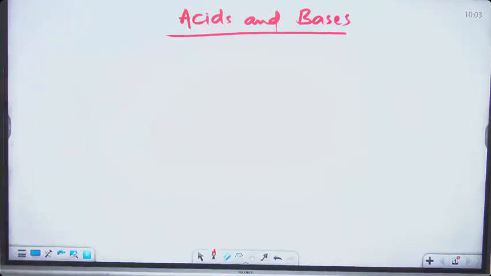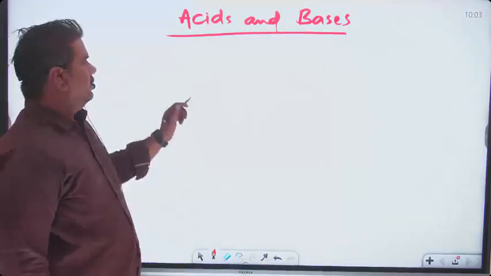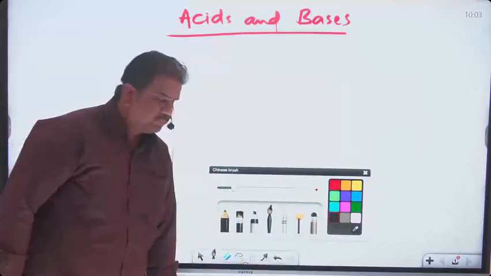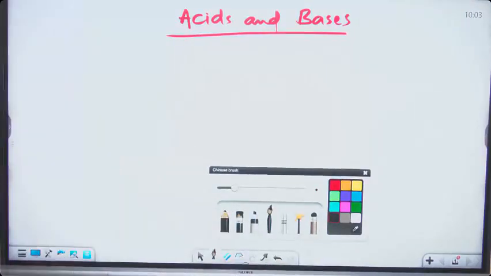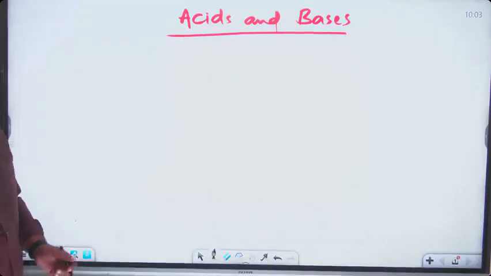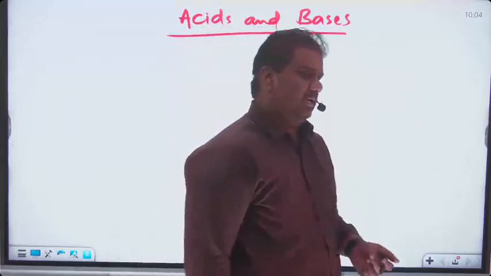So moving on to the next topic, that is acids and bases. Now, in general, we use acids as well as bases in day-to-day life. We use a number of acidic substances directly or indirectly. At the same time, we use a number of basic substances directly or indirectly.